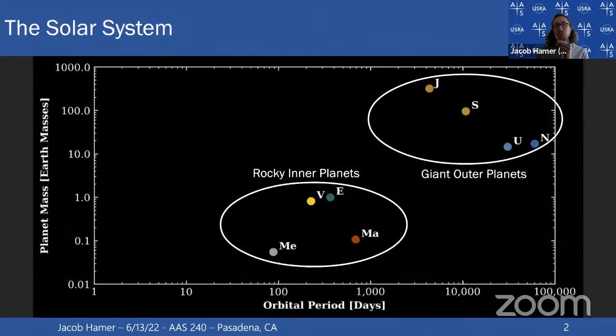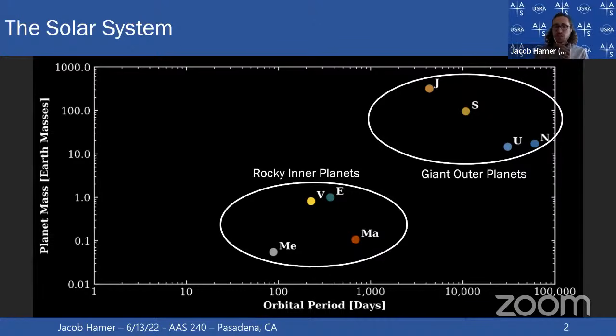The solar system has a very distinct architecture. You have the rocky inner planets closer to the sun, and then further away from the sun, you have the gas giants and the ice giants. And additionally, all of the planets in the solar system have their orbits closely aligned to the equator of the sun. That is, the planets' orbits are closely aligned to the rotation of the sun.